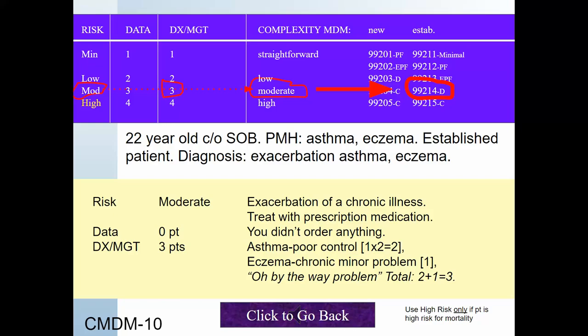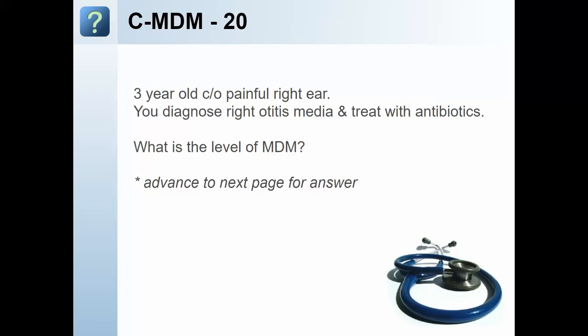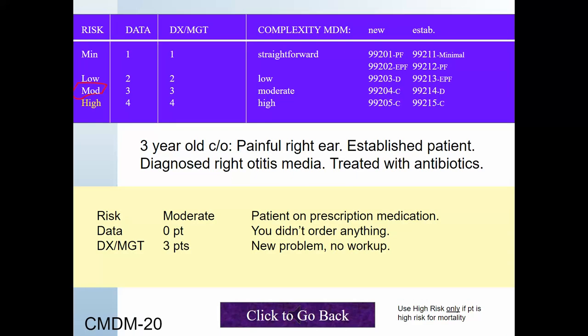Let's take diagnostic management for 20. Everybody listen up, because this is so common in primary care. Look at this. A 3-year-old comes in complaining of a painful right ear. You're going to see this for the rest of your life if you're in primary care. You diagnose right otitis media and you treat with antibiotics. What is the level of medical decision-making for this patient? Let's take a look. How does it code out here?